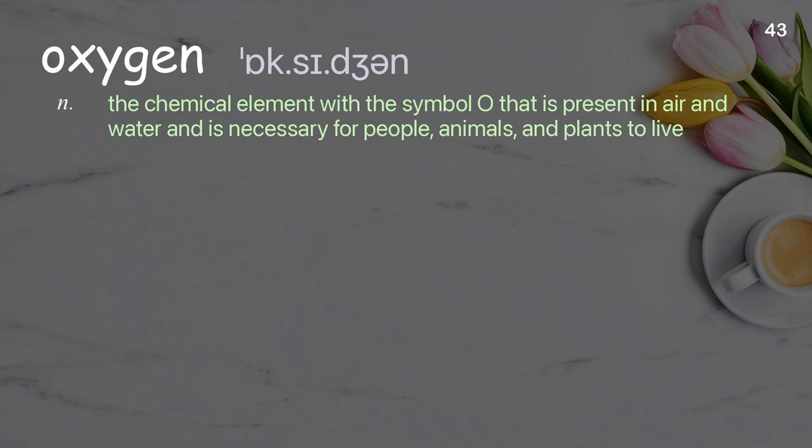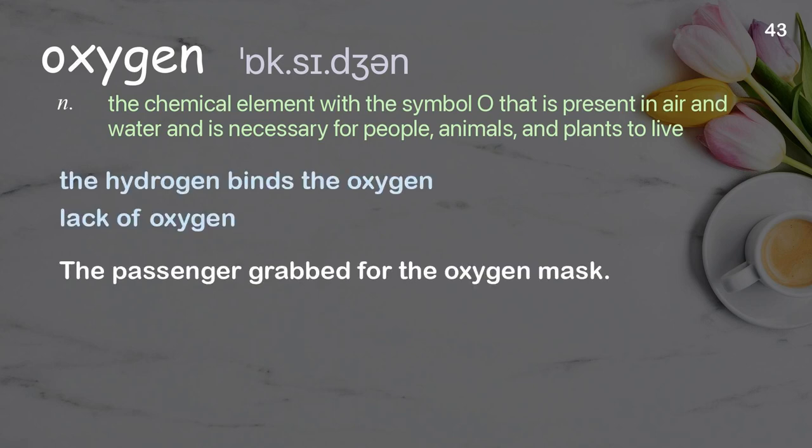Oxygen. The chemical element with the symbol O that is present in air and water and is necessary for people, animals, and plants to live. Examples: the hydrogen binds the oxygen. Lack of oxygen. The passenger grabbed for the oxygen mask.